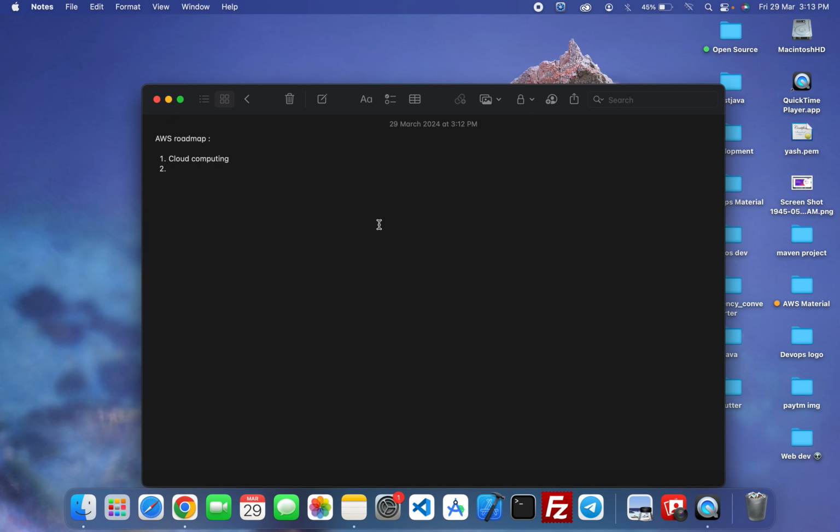And we want to learn about different services like IaaS, SaaS, and PaaS. So what is the difference between these three services: what is infrastructure as a service, what is software as a service, and what is platform as a service? Okay, so we want to learn that as well.